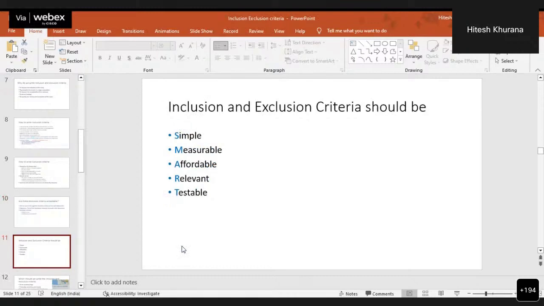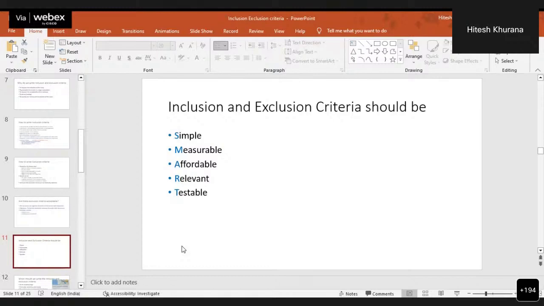You must be knowing that objectives are SMART. The inclusion and exclusion criteria can also be SMART, although here the terms are slightly different, having some different meaning: simple, measurable, affordable, relevant, and testable. Simple means that it should be very easy for us to manage, that we should not require any kind of sophisticated gadgets in order to assess. If these are not available to us, these will put more burden on the research team, on the funding agencies.